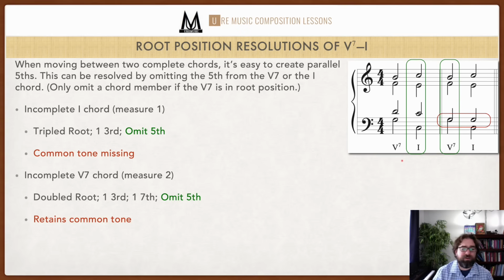So this only occurs when you have a 5/7 to 1 progression, and that's an important concept to know. It doesn't matter if you want to make the 5/7 complete or the 1 complete. Just remember that if you make the 5/7 complete, then you'll have to make the 1 chord incomplete, and then you'll have a tripled 1 chord. If you make the 5/7 chord incomplete, so you're leaving the fifth out of the 5/7, then you get a complete 1 chord.